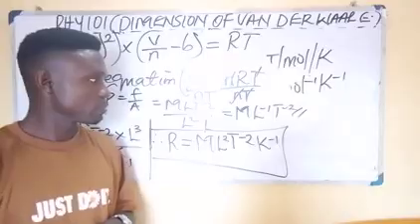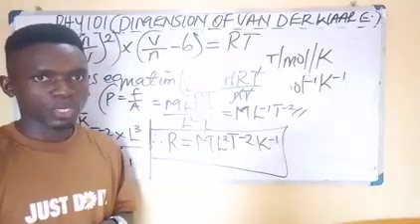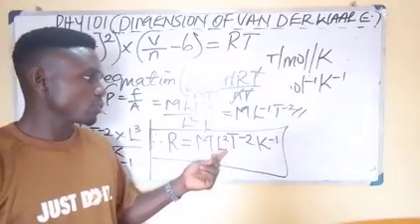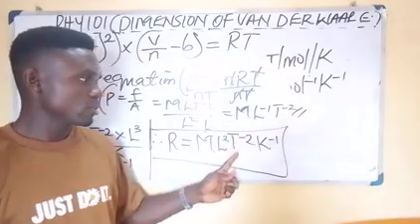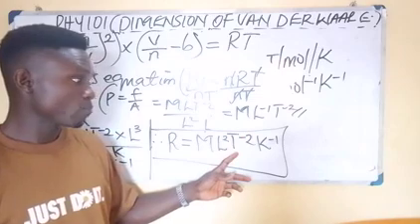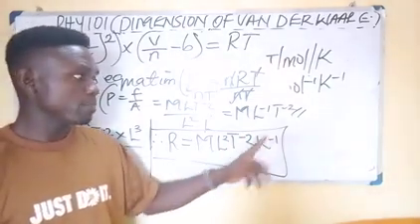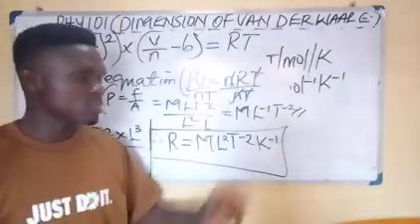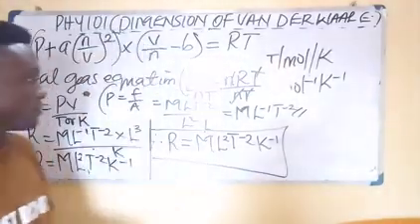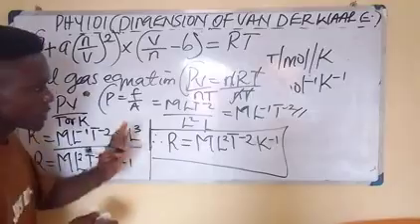Very, very important, okay? So I'll say mass, L squared per time squared, then per Kelvin. So this is the dimension of the gas constant. So that is for that.